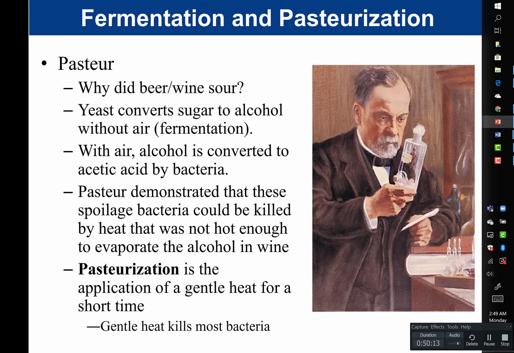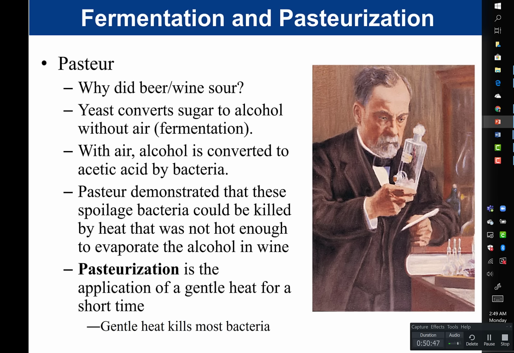alcohol. However, if that wine, for example, or beer is exposed to air, the alcohol is then converted to acetic acid by any bacteria that can get in there. So any bacteria that might be present is going to take the alcohol and convert it to acetic acid. Acetic acid, think of vinegar. It's going to make your beer or wine taste sour because of that acetic acid being produced.